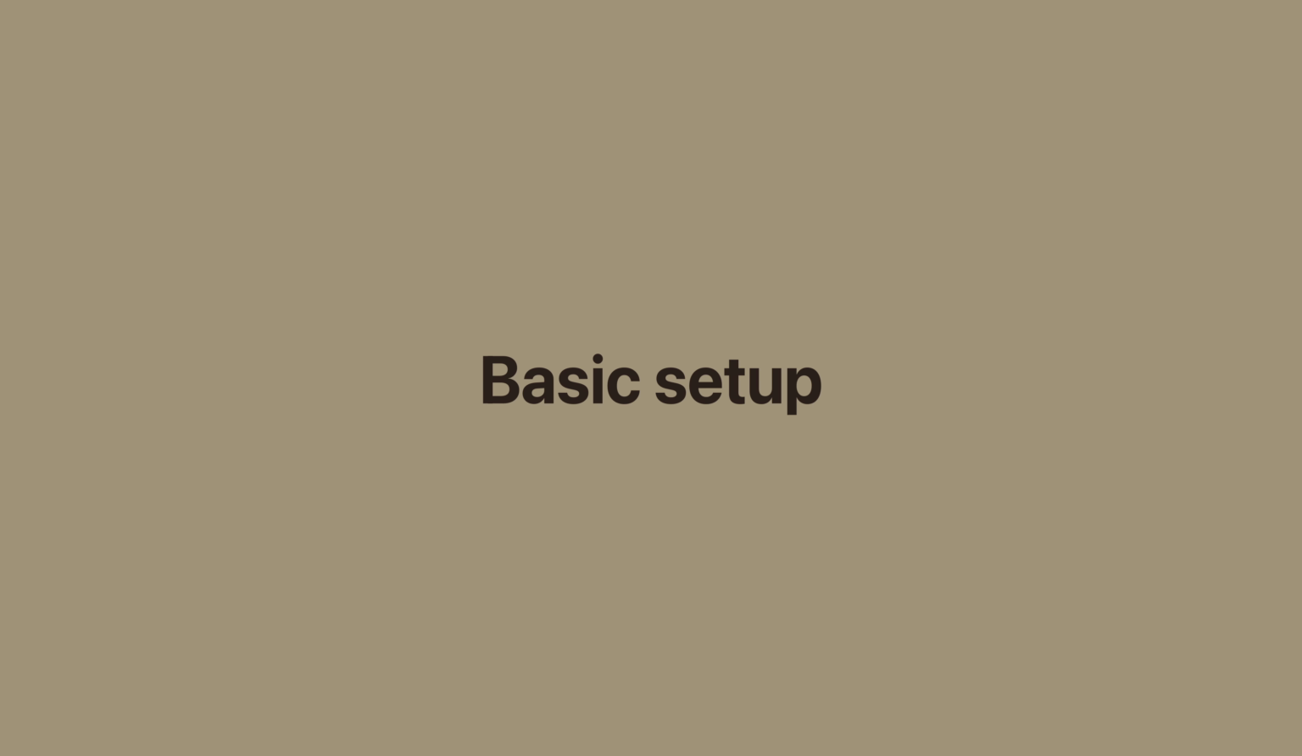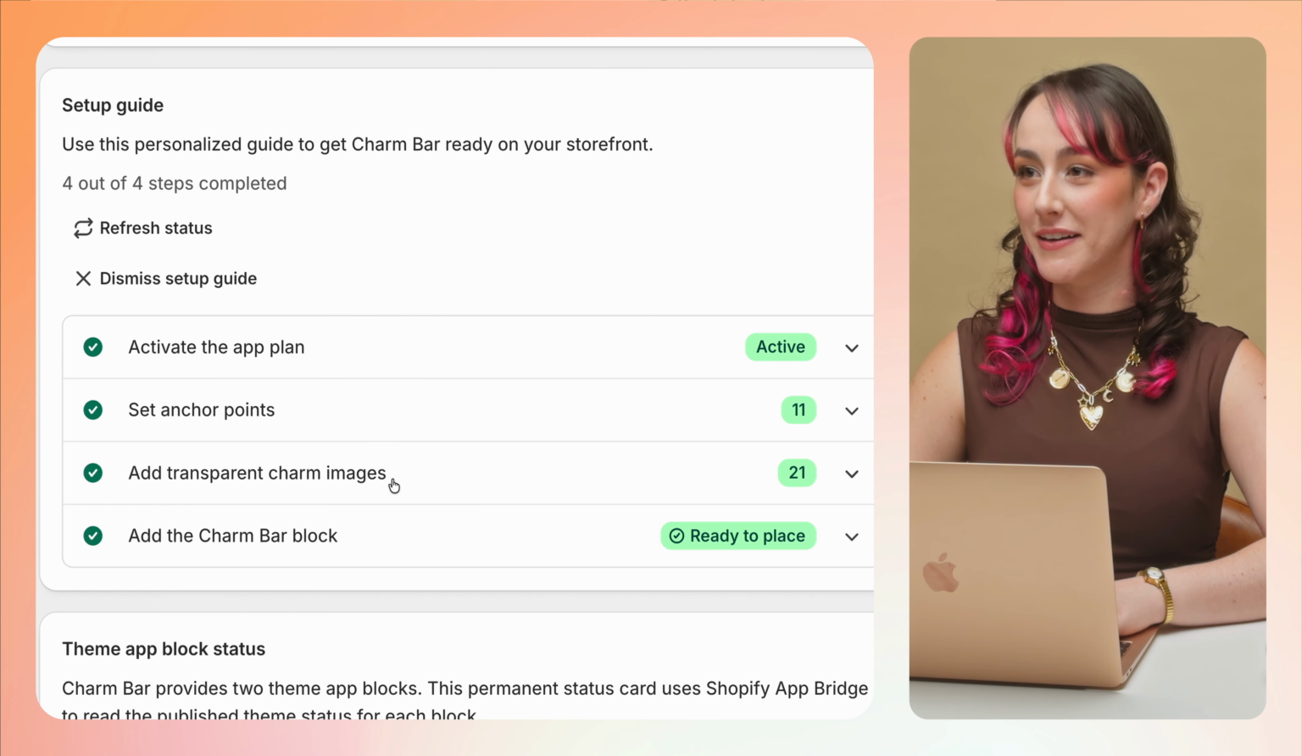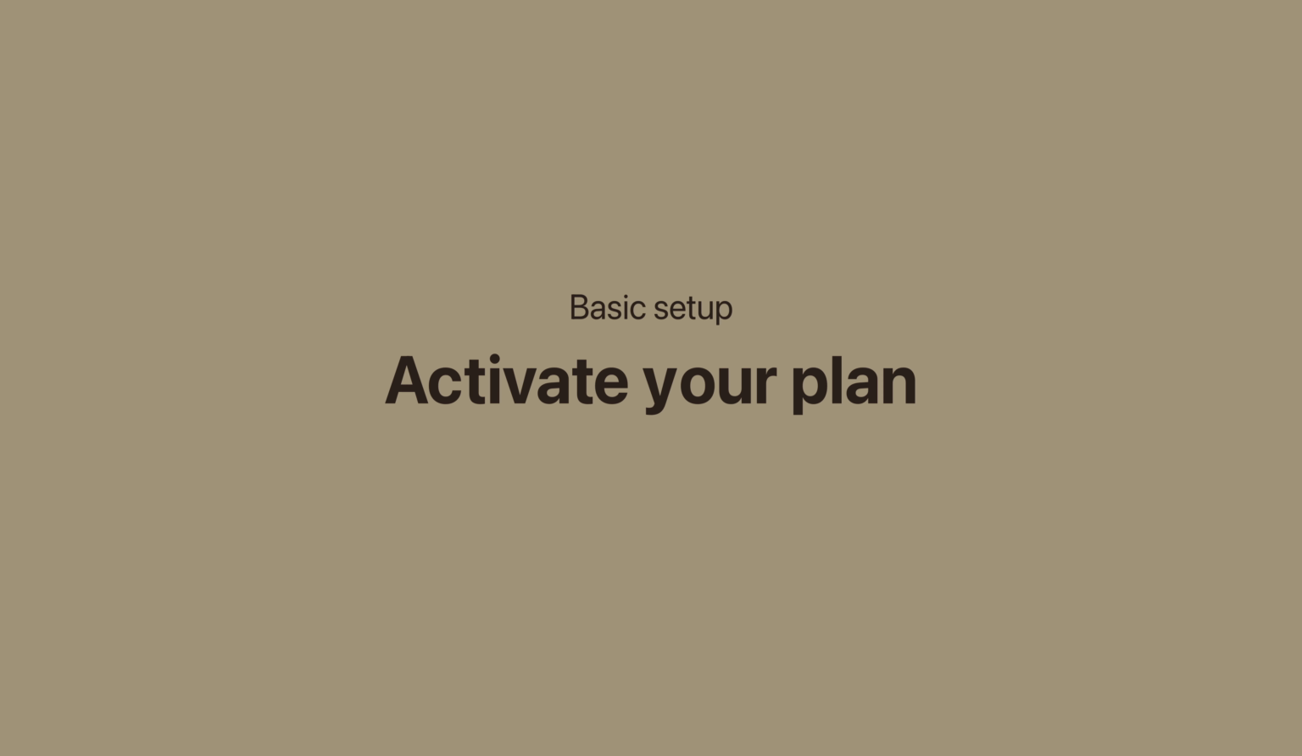Basic setup. We'll start with the 4 essential steps required to publish Charm Bar. Activating your plan, setting up the anchor points, preparing transparent images, and adding the app block to your theme.